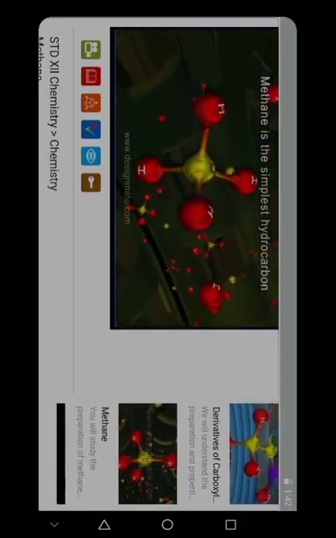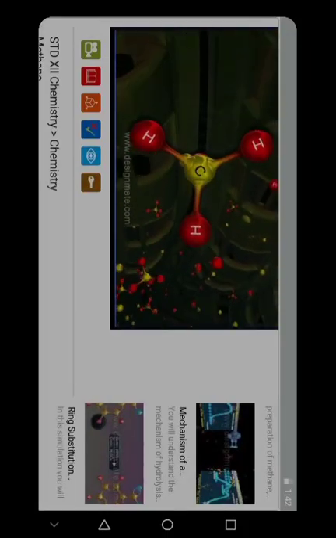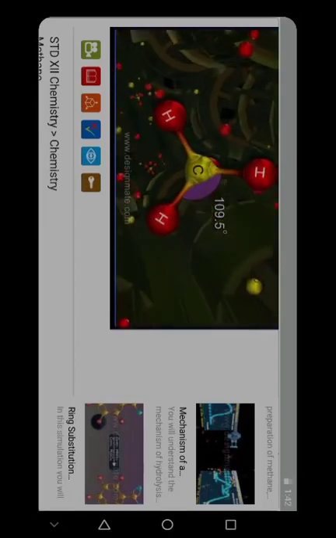Methane is the simplest hydrocarbon. The molecular formula of methane is CH4. The angle between any two covalent bonds is 109.5 degrees. Hence, the shape of the methane molecule is tetrahedral.